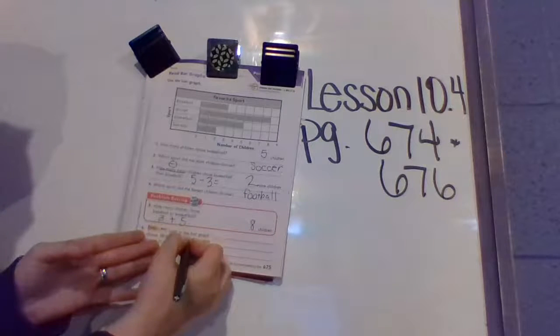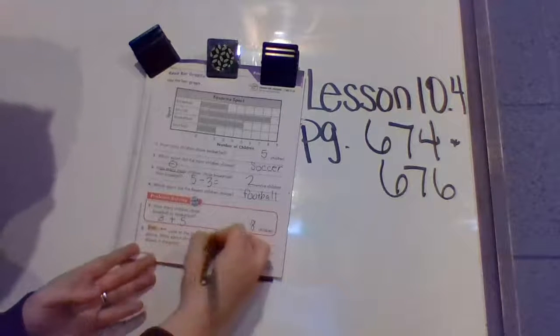And then number 6, I want you to come up with something that hasn't already been said about the bar graph above. So you might say like soccer had 8 votes or baseball had the second lowest amount of votes. So you're going to come up with something. I'm going to write down that basketball had 5 votes.